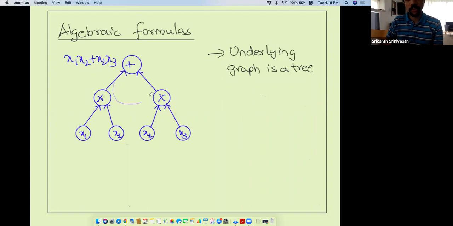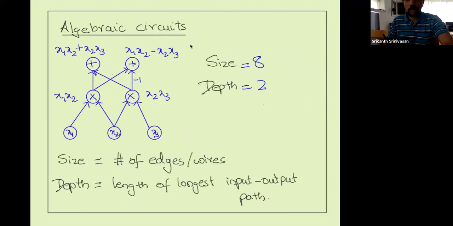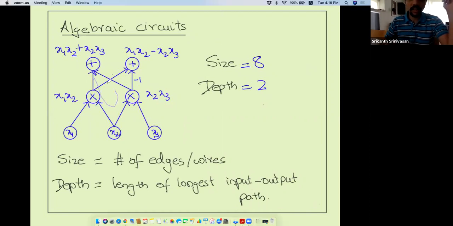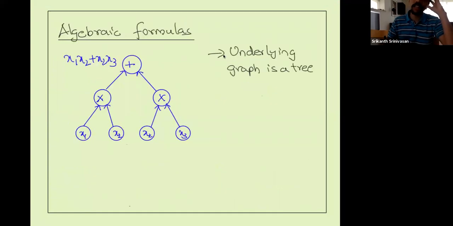Which means that there are no cycles of any form. If I go back to the previous example, you probably see that there are some cycles here. They're not directed cycles, they're undirected cycles, but there are some cycles here. In other words, the output of a single computation can be used multiple times. A formula is an algebraic circuit where we forbid this kind of thing from happening. So the underlying graph is a directed tree. This is what an algebraic formula looks like.